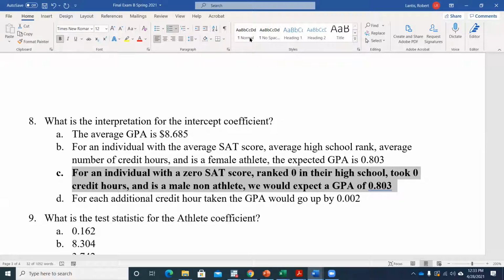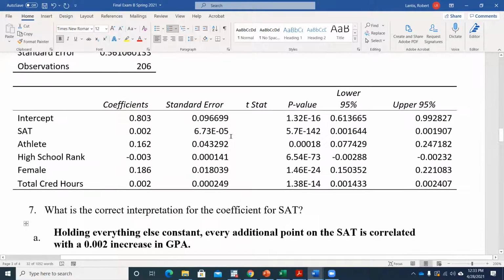Any questions on that? Okay. Actually, it's not overly important for the exam, so I guess we'll hold off on that.